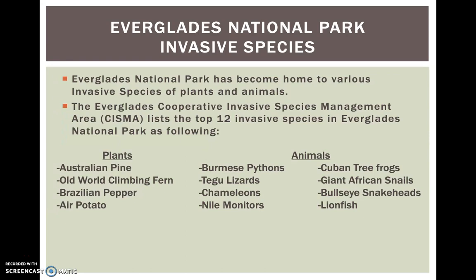The Everglades Cooperative Invasive Species Management Area lists the top 12 invasive species in Everglades National Park as the following. Plants include the Australian pine, the Old World climbing fern, the Brazilian pepper, and the air potato. Whereas animals include the Burmese python, the Tegu lizard, chameleons, Nile monitors, the Cuban tree frog, the giant African snail, the bullseye snakehead, and the lionfish.